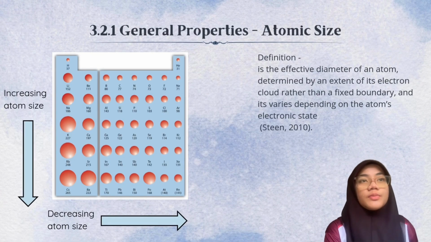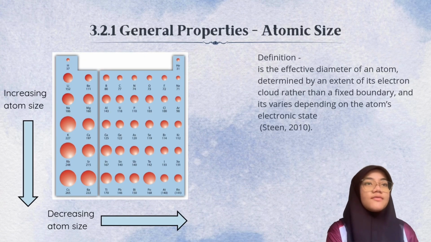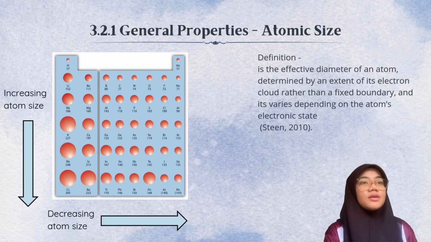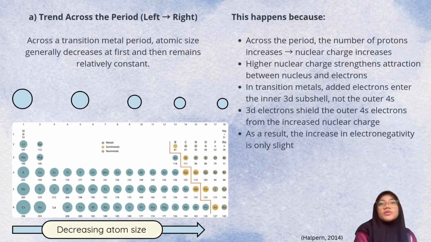Firstly, for the general properties of atomic size, the definition of atomic size is the effective diameter of an atom, determined by the extent of its electron cloud rather than a fixed boundary, and it varies depending on the atom's electronic state. First, we will talk about the trend across the period, from left to right.